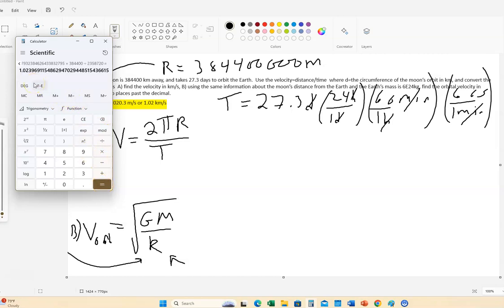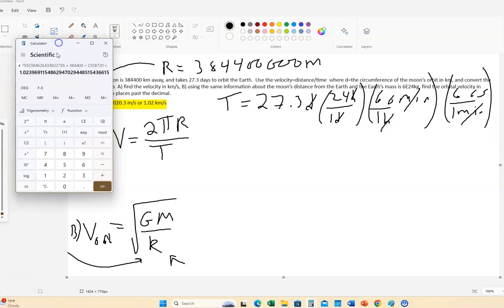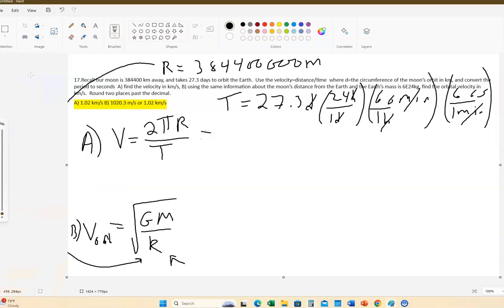And so that gives us the velocity. And notice, since I used kilometers for r and seconds for the period, this answer comes out to be in kilometers per second. Let me move this over. So the answer to part A turns out to be 1.02. Remember, that's what you would type into Blackboard, and of course we know that it's in kilometers per second.